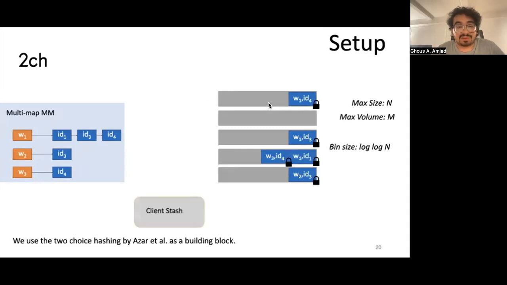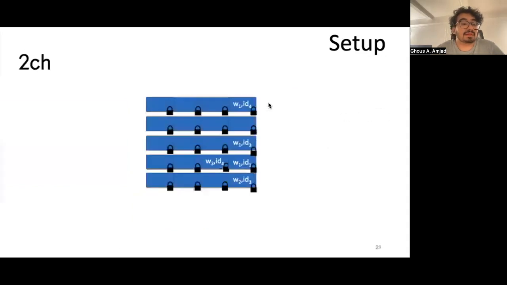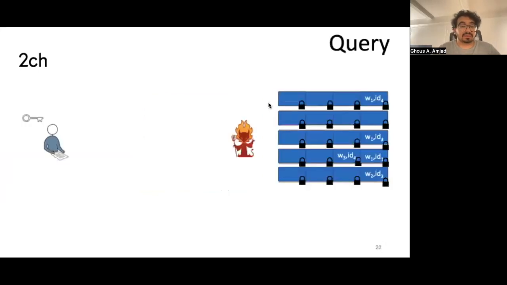Next, we do have a client stash here, but analysis shows that the client stash doesn't grow more than omega log n with negligible probability. Our experiments, however, show that it only holds a couple of items at a time, which is amazing. At the end, we pad the bins with empty values and encrypt them so that the server will not learn which ones are real and which are fake. And that's how our setup protocol works. Next is the query algorithm.